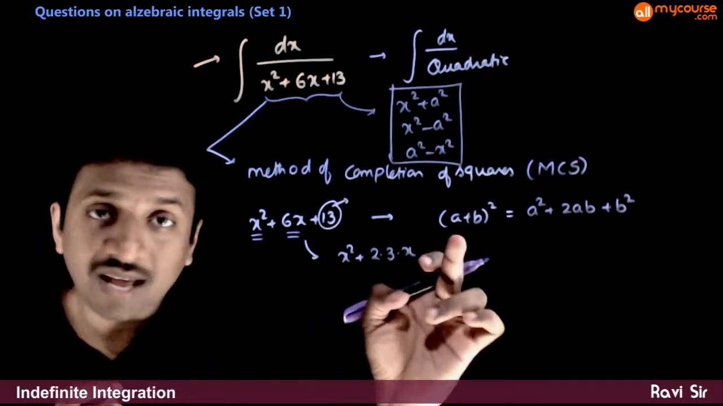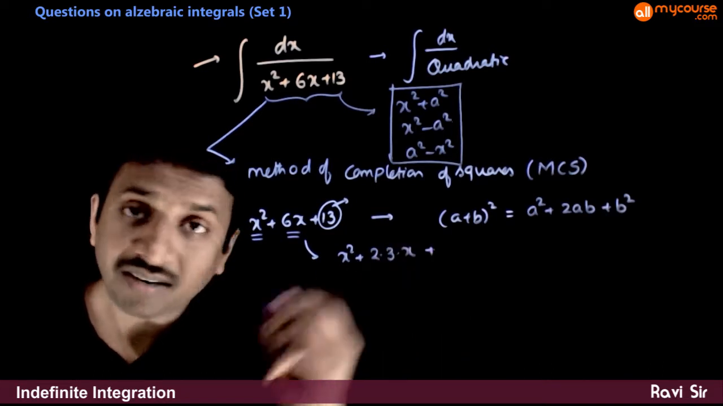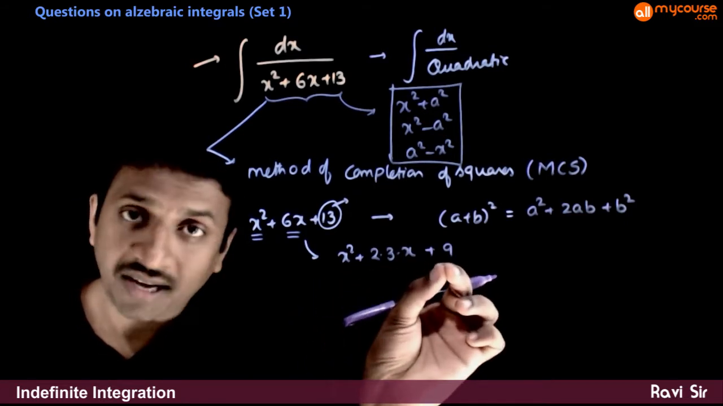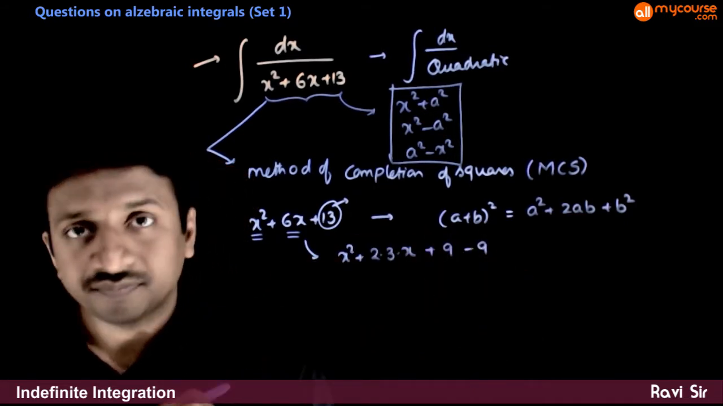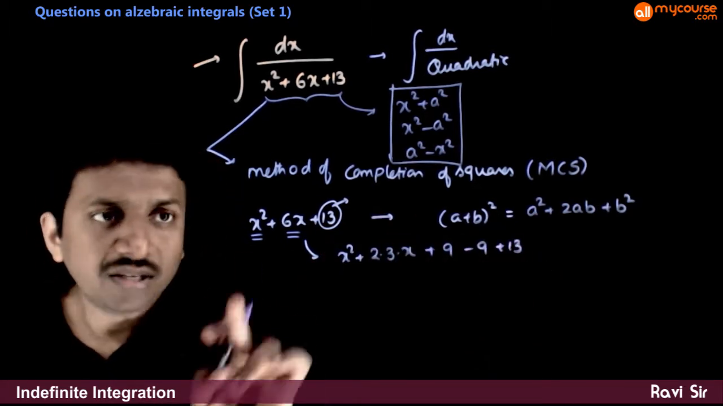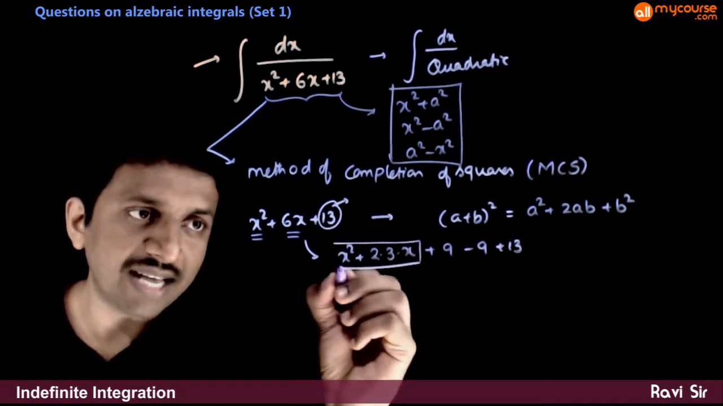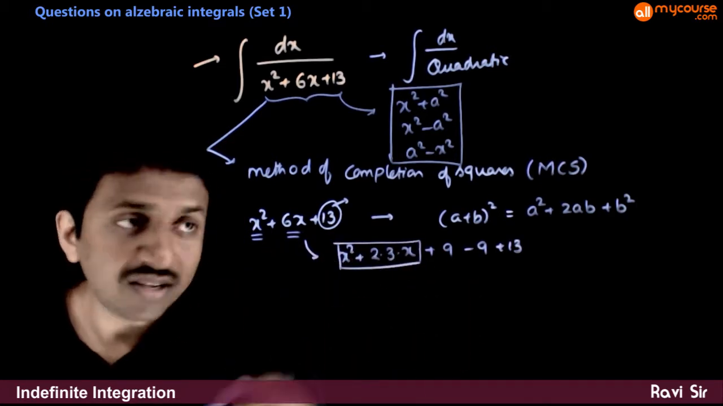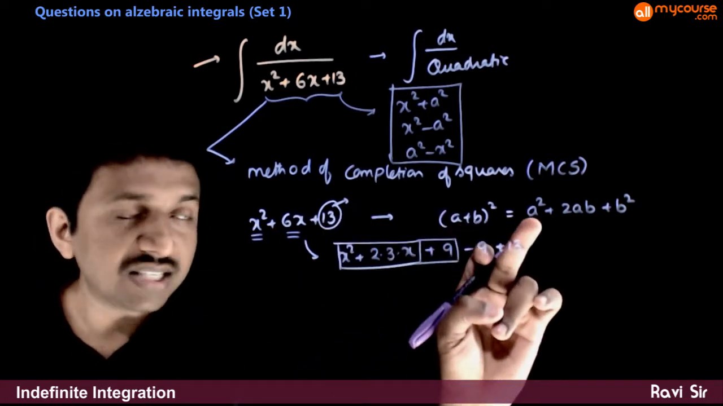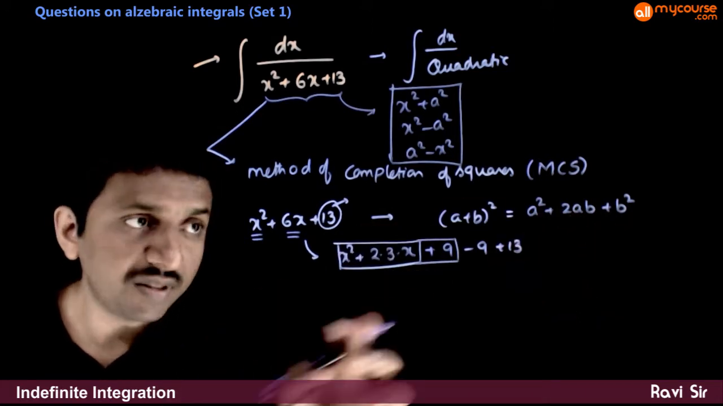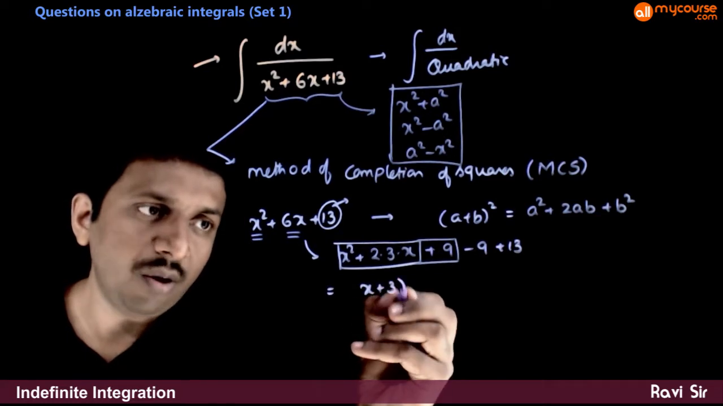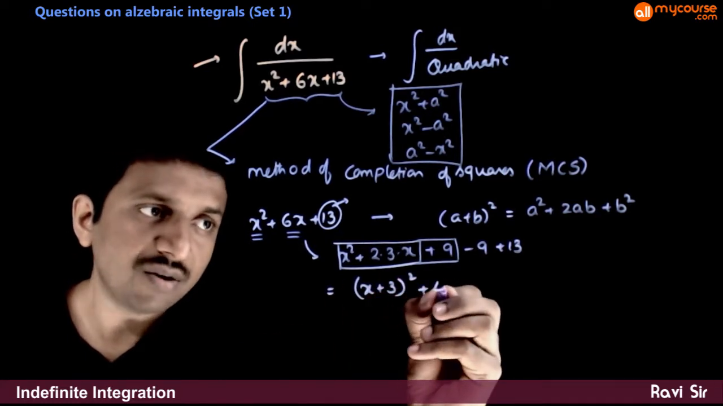So to complete a plus b whole square, you need a 9, right? So for x square plus 6x, you add a 9 and subtract a 9, and this 30 remains as it is. So x square plus 6x can be written as x square plus 2 into 3 into x. You add a term to make it a perfect square. That is, for a square plus 2ab, you need to add a b square term, that is 3 square, which is 9. So once you do this, this becomes x plus 3 whole square plus 21.